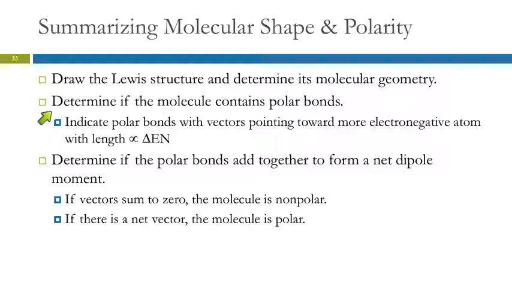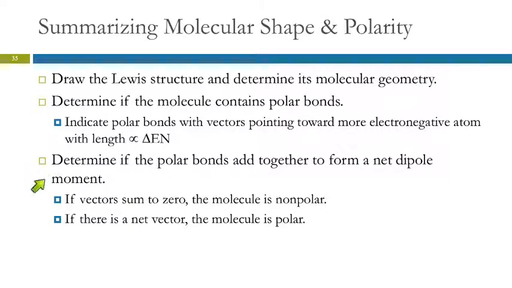Next, you decide, does the molecule have polar bonds? And if it does, you indicate those polar bonds with vectors pointing towards the more electronegative atom. The length would be proportional to the change in electronegativity. So this is a more detailed description. In practice, though, we generally just have to look at the direction of the vector. We don't actually generally have to consider the length at the Chem 1A level. So that makes it a little bit easier.